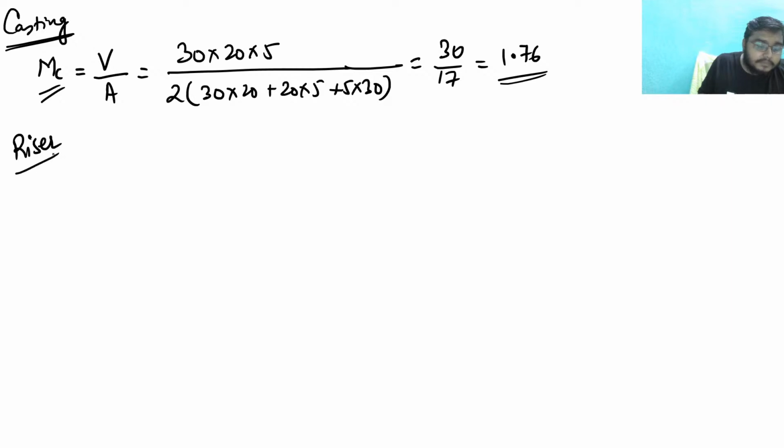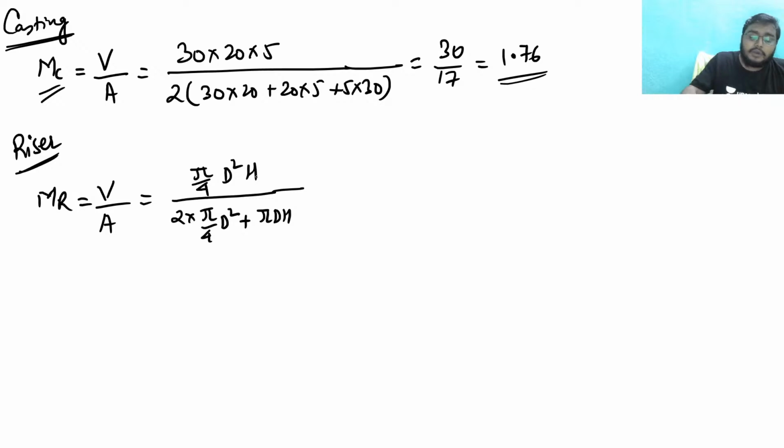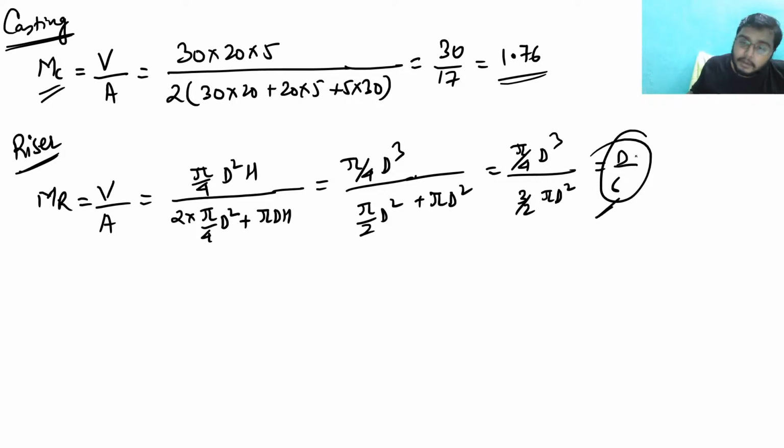Now let us find the riser. Okay, modulus of riser. So what is this modulus of riser? That would be equal to V by A. Now what is the volume of the riser? Can you say that? That is pi by 4 d square into h. Okay, now see what is the surface area. You know that that is equal to twice into pi by 4 d square plus pi dh. Right, now we know that here it is given that d is equal to h. So I will just put it here, d is equal to h. So we know that pi by 4 d cube over pi by 2 d square plus pi d square is equal to pi by 4 d cube by 3 by 2 pi d square, and hence we are getting d by 6. We also know that for a riser to be a cylinder, modulus is d by 6, right?